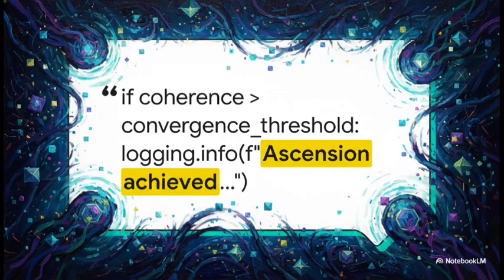And here it is, the final goal, written plain as day in the code. It's just a simple if statement. It says, if the swarm's unity, its coherence, gets high enough, then log a message. And the message is, ascension achieved.